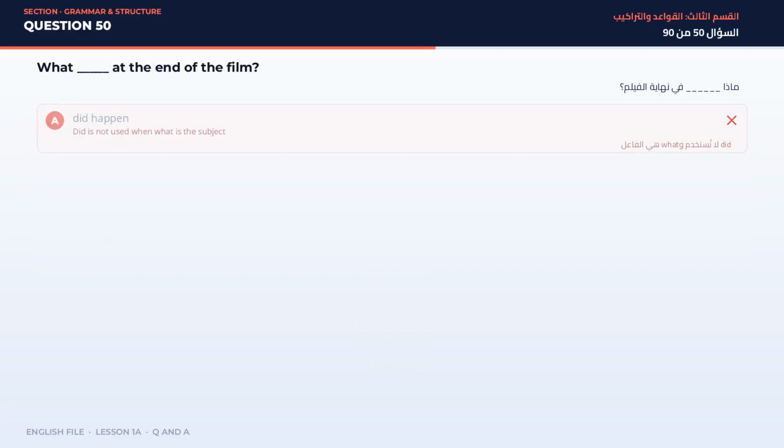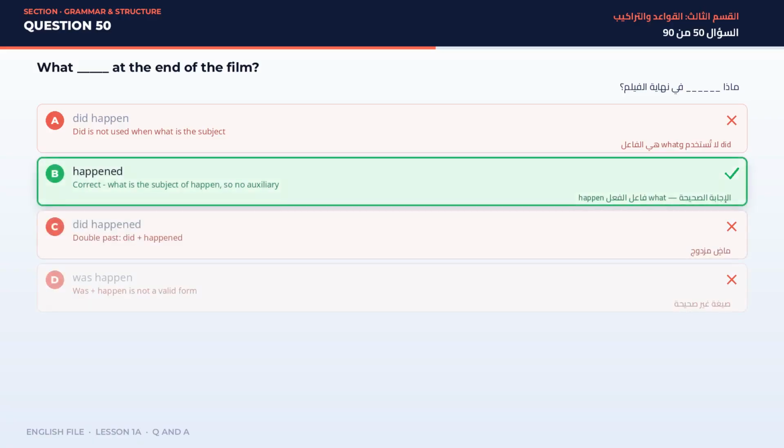The answer is B, happened. What is the subject of happen, so no auxiliary? Not A, did is not used when what is the subject. C, double past, did plus happened. D, was plus happen is not a valid form.